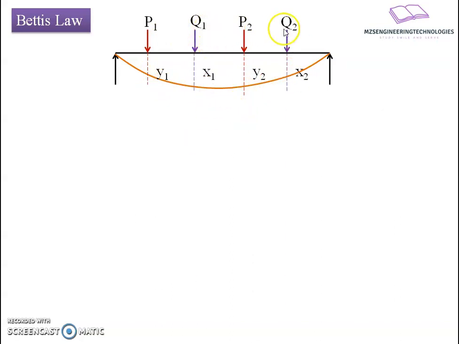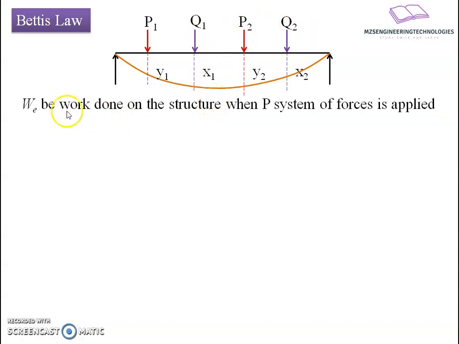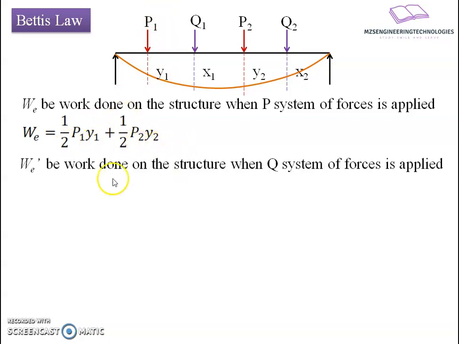And then the second one, q1 and q2, the Q set of forces which are going to cause distortion x1 and x2. Now let W be the work done by the structure when the P system of forces is being applied. So under the action of the P force system, W will be 1/2 of P1 y1 plus 1/2 of P2 y2. Similarly, W dash, the work done on the structure when the Q system of forces is being applied, will be 1/2 of Q1 x1 plus 1/2 of Q2 x2. Is this the work done by the Q force system?